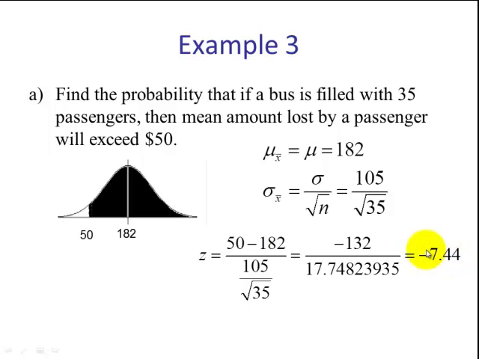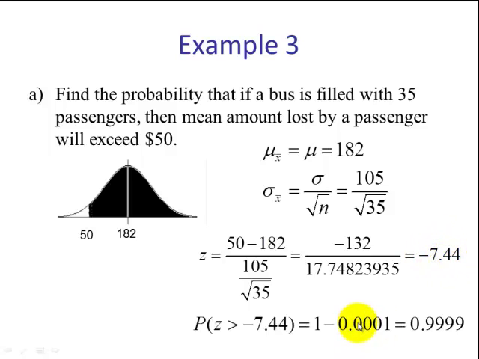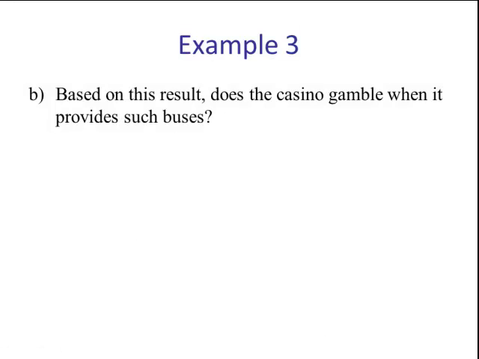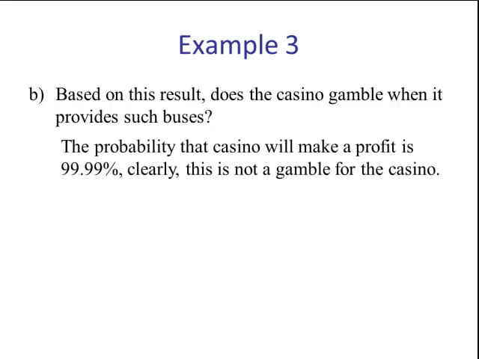Using table 5, this value is not in the table. We have to use the default 0.0001, and we want the area to the right, so we do 1 minus that, which is 0.9999. So the probability that if the bus has 35 passengers, the mean amount lost by a passenger will exceed $50 is 99.99%. Based on this result, does the casino gamble when it provides such buses? Clearly no. There's a 99.99% chance that they will make a profit. So it's not a gamble for the casino.